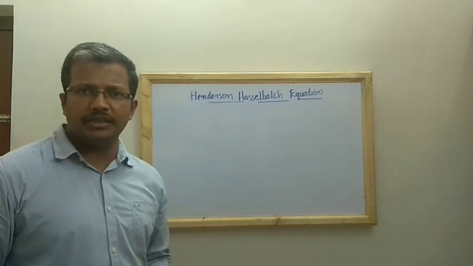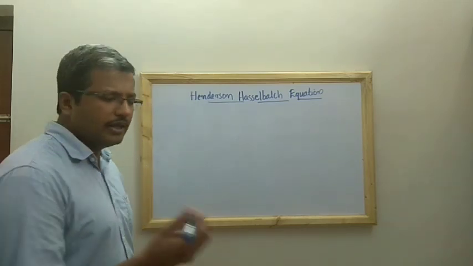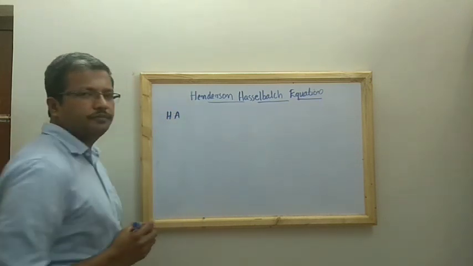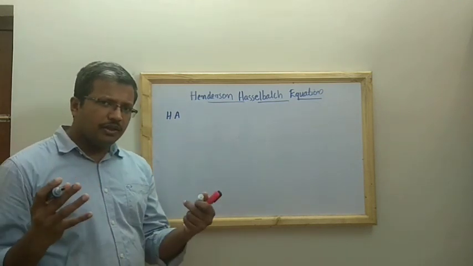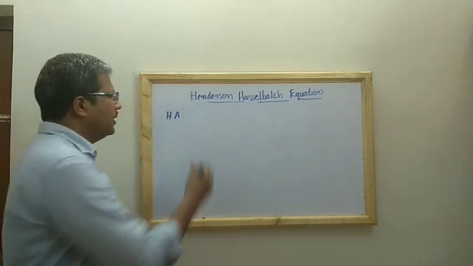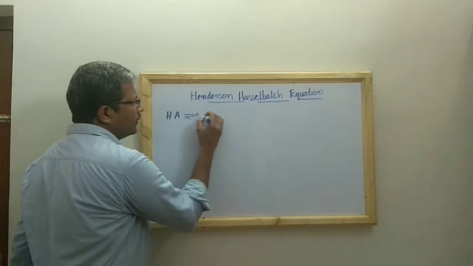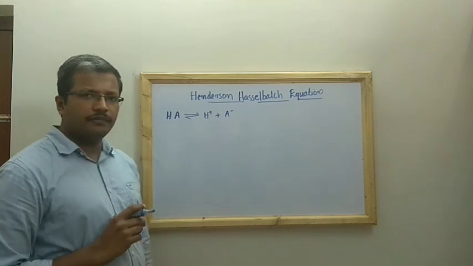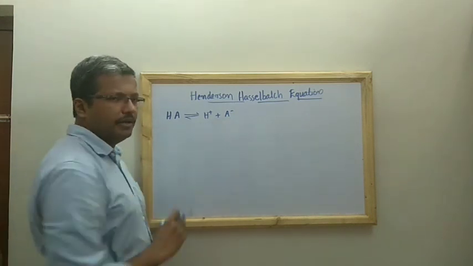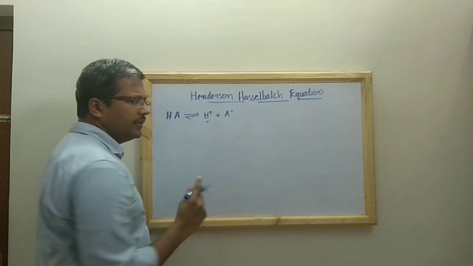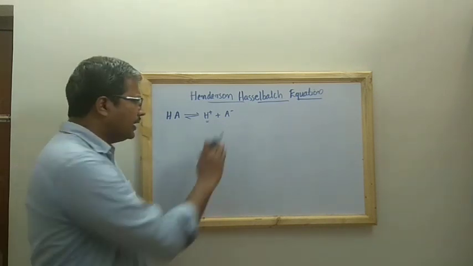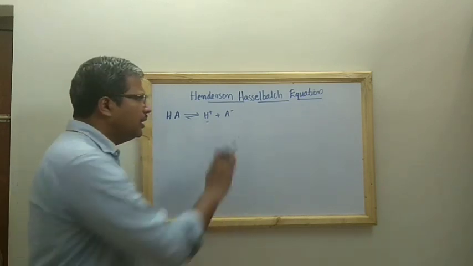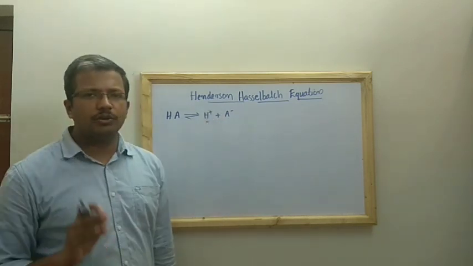For that purpose, we can consider a weak acid, and I am representing the weak acid in the form of HA. When this weak acid dissociates, it will form H plus and A minus. Here the H plus is nothing but the hydrogen, the proton, and A minus is the representation of the proton acceptor or the negative ion.